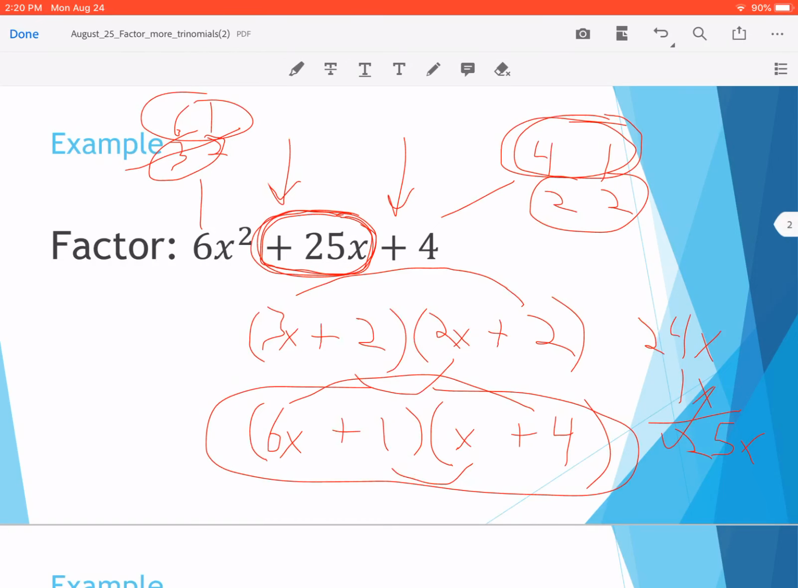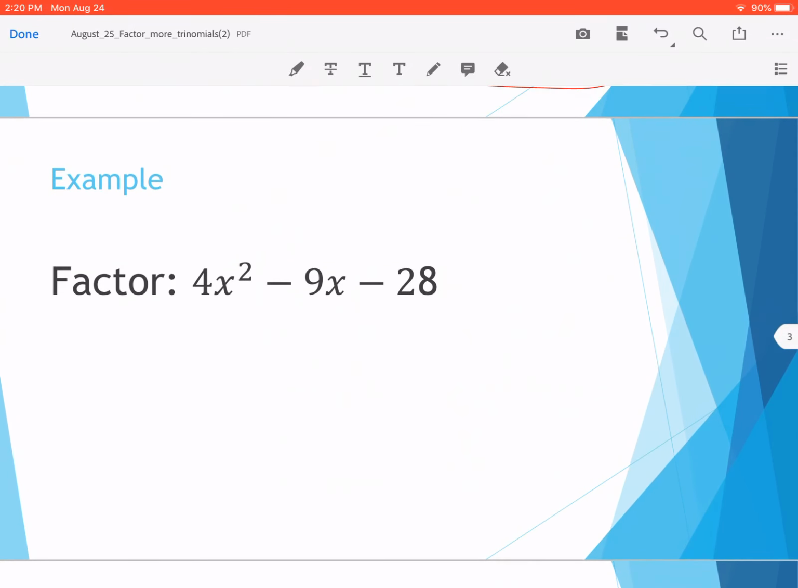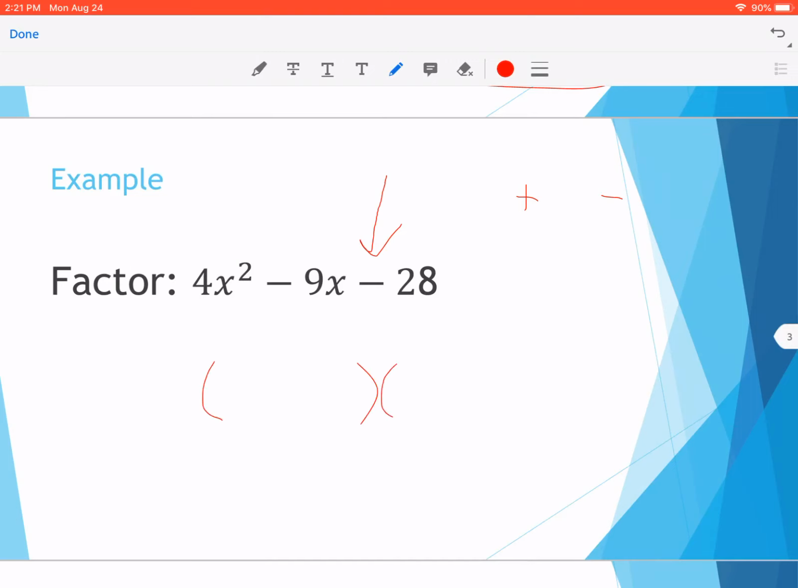All right, look at the next one. Keep in mind with this one, we see a minus here. Automatically, my signs have to be different. I don't know if the plus should come first and then the minus, or the minus and the plus, but I know they're going to be different. All right, so I'm going to go ahead and draw it. I know I'm going to have a plus minus or a minus plus. Again, we got an issue here. Maybe it's 4 and 1, or maybe it's 2 and 2.